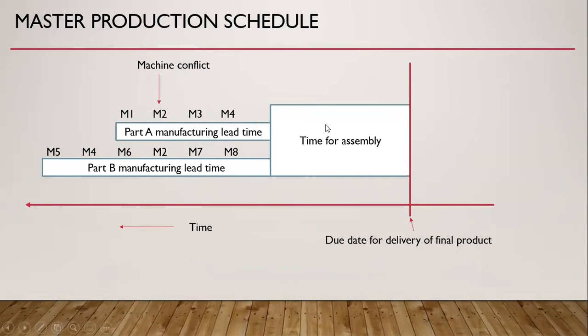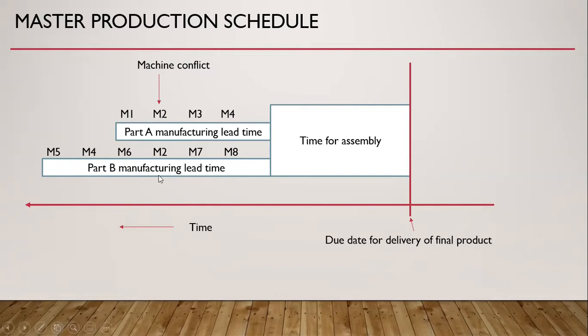This is a master production schedule. We start from the due date for delivery of final product and we offset in a reverse direction in time dimension. So if this is the time taken for assembly and this is the time taken to manufacture part A, and part A is produced on machine 1 at this point of time, on machine 2 at this point of time, on machine 3 at this point of time, and machine 4 at this point of time.